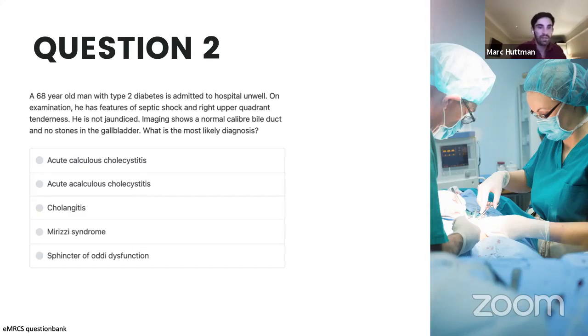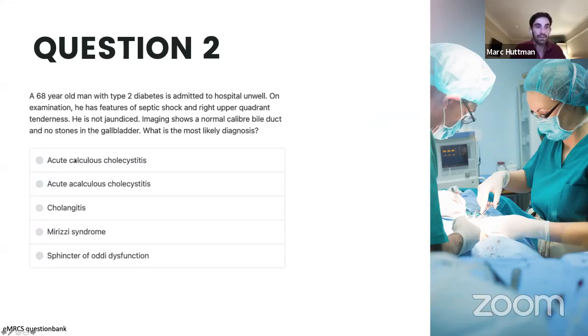So the question is kind of leading you along the cholecystitis, but then there's a bit of a curveball, saying that there's no stones in the gallbladder, which isn't something that we've talked about yet. So even if we didn't know what these things all meant, and we'll cover Mirizzi's syndrome in a minute, we've covered cholangitis, so we can know it's not that.